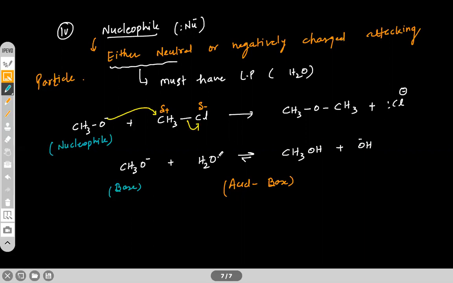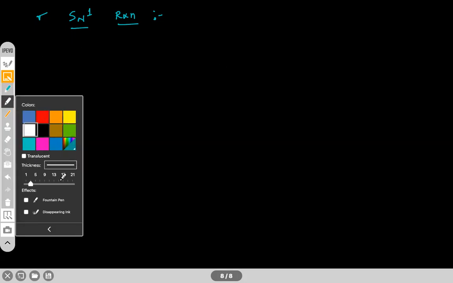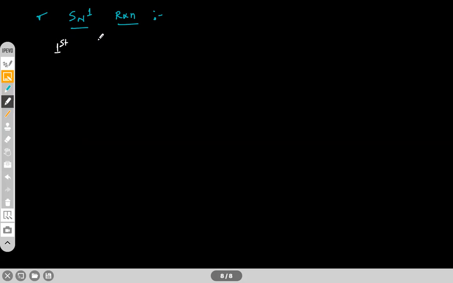Okay, so let us understand what SN1 and SN2 reactions are. The first type of nucleophilic substitution reaction we have, write down the heading, SN1 reaction. Like I said, it is a first order nucleophilic substitution reaction.